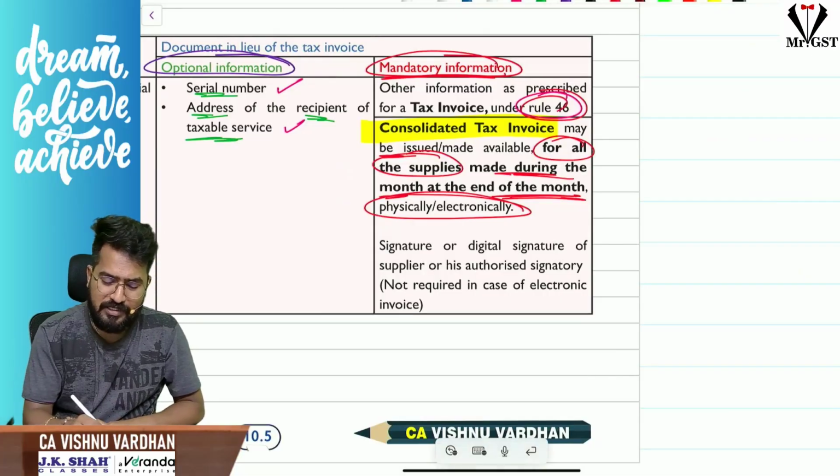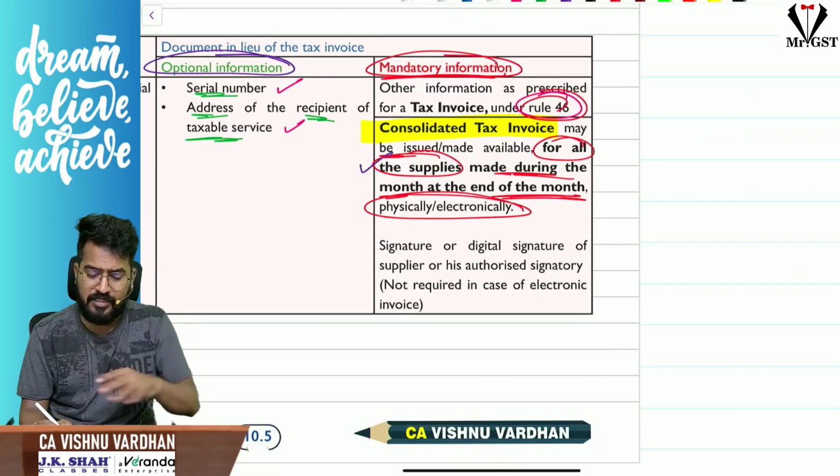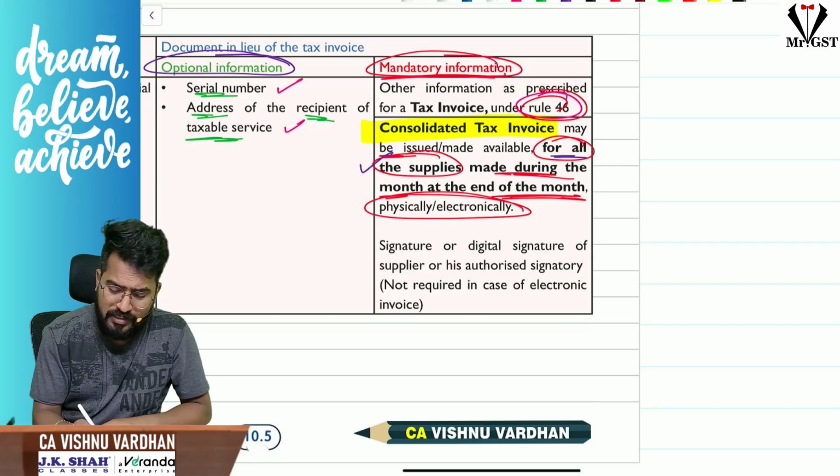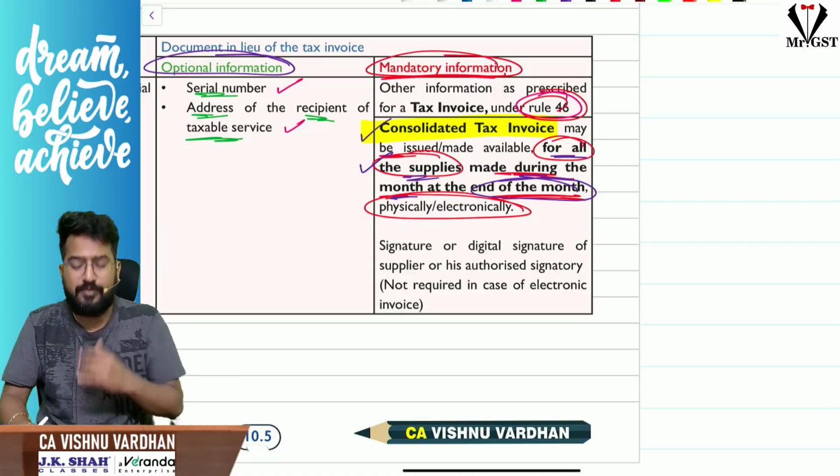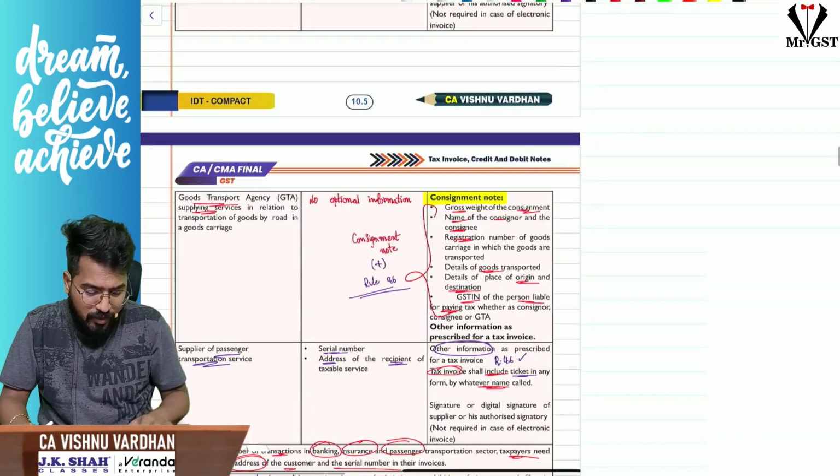And one more thing is that they can raise a consolidated tax invoice at the end of the month for all the supplies made during the month. At the end of the month, either physically or electronically, they can raise the consolidated tax invoice. That is another point for them. Now coming to the next one, sir, GTA.